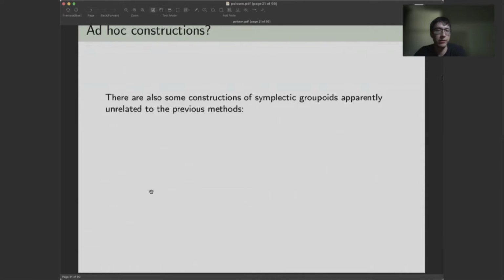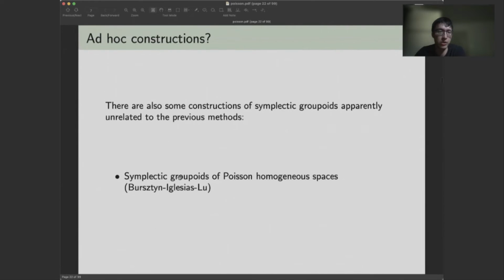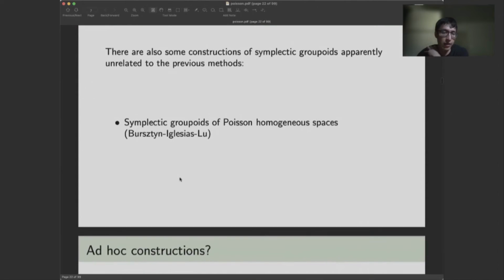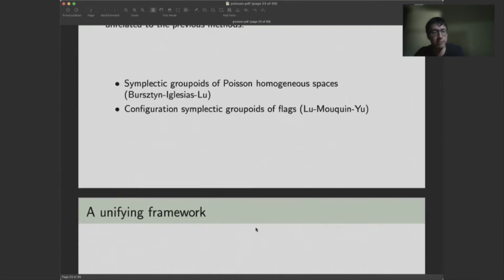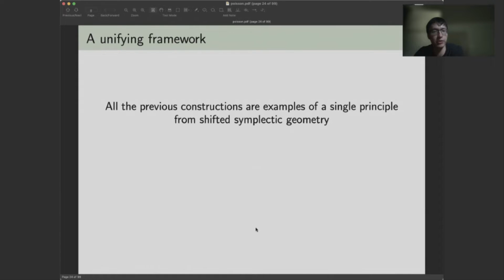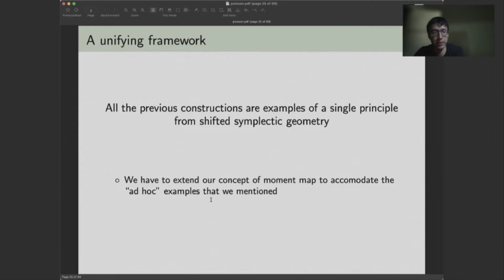And now there are some constructions of symplectic groupoids that are quite ingenious, but do not quite fit right into any of the previous methods that I mentioned. For example, there is the construction of symplectic groupoids of Poisson homogeneous spaces. There are also more elaborate descriptions of symplectic groupoids, for example, this family, configuration symplectic groupoids of flags. It turns out that if we use the language of shifted symplectic geometry, all these constructions can be explained as cases of a single theorem. So we have to extend our concept of moment map to accommodate these ad hoc examples that we mentioned, and also all the classical methods that I discussed previously.